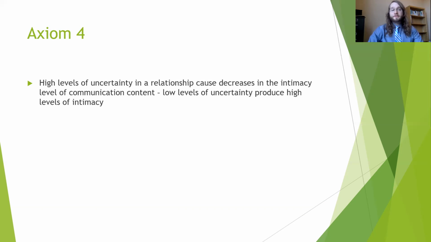The fourth axiom refers to the idea that when we have a lot of uncertainty in a relationship, we have less intimacy in the communication. That is, when we have lower uncertainty, we have higher intimacy. In other words, we become more intimate and we feel greater closeness to somebody when we're less uncertain about them, if they're safe, how they're going to communicate with us, and so on.